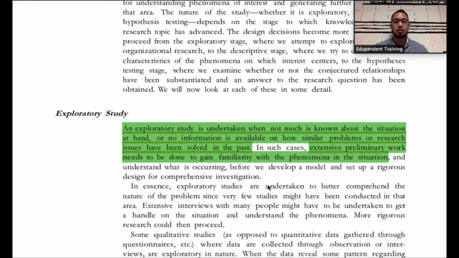The first one will be the exploratory study. An exploratory study is undertaken when not much is known about the situation at hand, or no information is available on how similar problems or research issues have been solved in the past. Extensive preliminary work needs to be done to gain familiarity with the phenomena in the situation. So this is the definition of an exploratory study.